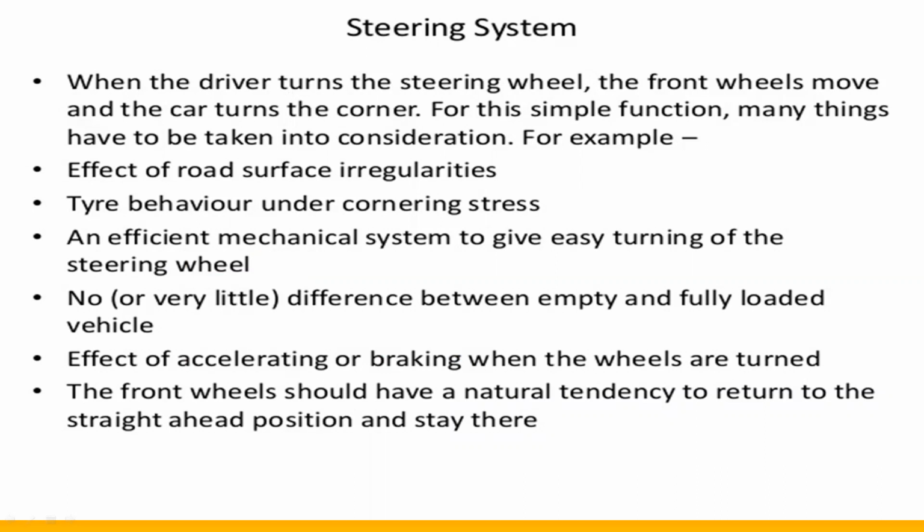Next, you can see the steering system. When the driver turns the steering wheel, the front wheels move and the car turns the corner. When the driver turns the steering wheel, the vehicle should turn to the right side of the road. The driver rotates the steering wheel, so the front wheels move and the car turns the corner.